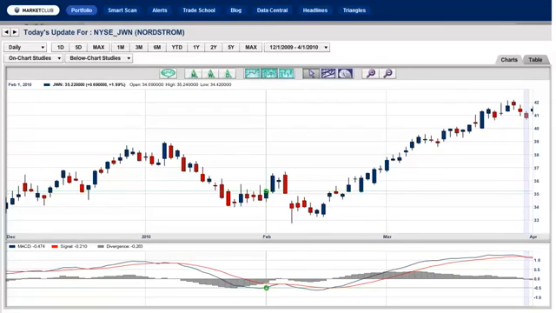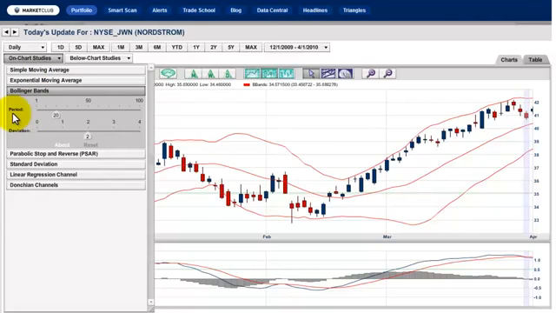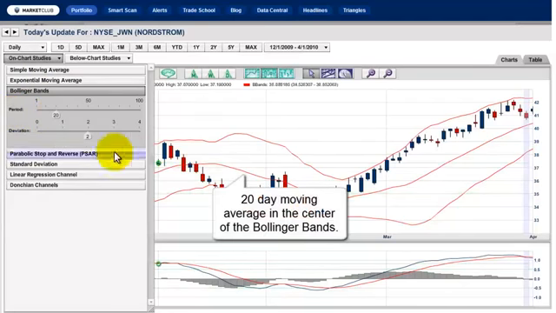It's a daily chart of a well-known security, and I'm going to show you how to put the Bollinger Bands on this chart. First thing you do, it's an on-chart study, which means it's going to overlay on the price action. We go up to on-chart studies, click once, go down to Bollinger Bands, click once again, and you can see that the period is 20. That's the moving average in the center right here, and the deviation is 2. That's the standard setting for this particular study.